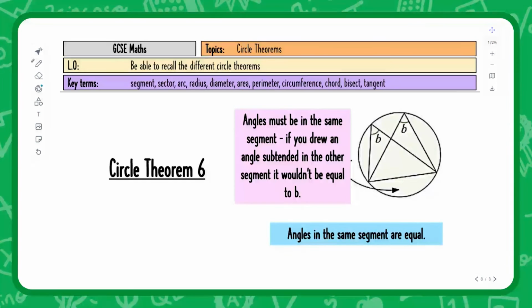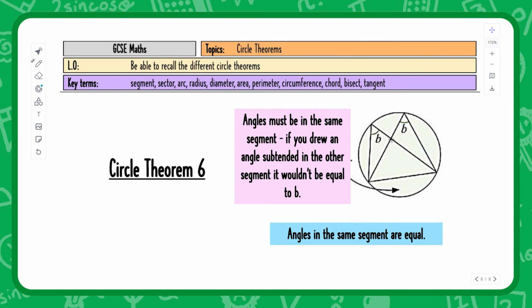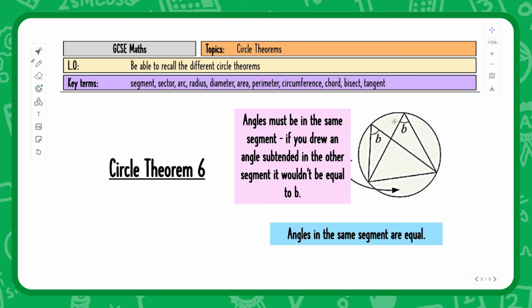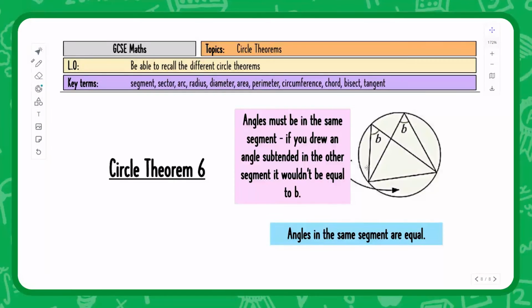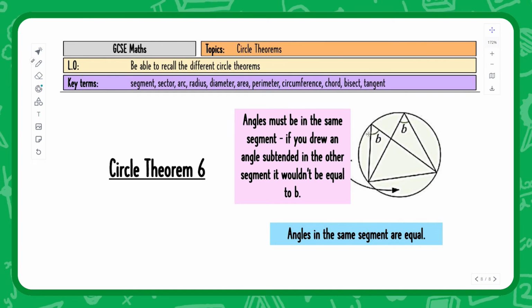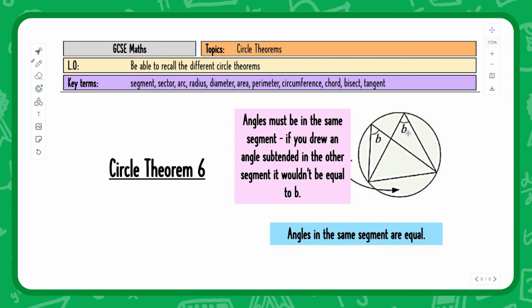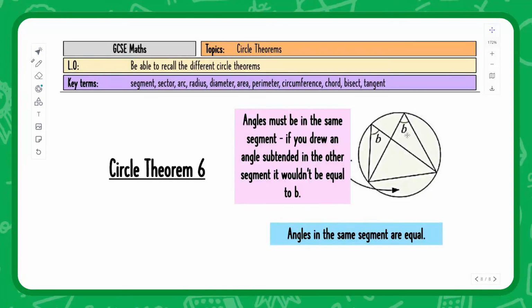Circle theorem 6. Another way that my students have seen this is as butterfly wings. If you can see, these two triangles sort of form a butterfly. So the angles in the same segments, these top two, are the same as these bottom two, okay? So angles in the same segment are essentially equal. So if B is 40 degrees here, it's going to be 40 degrees up here as well. But they have to be in the same segment.